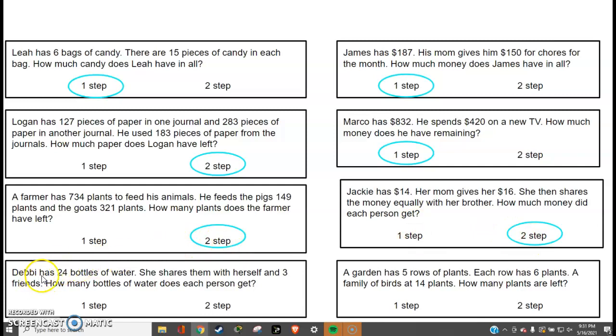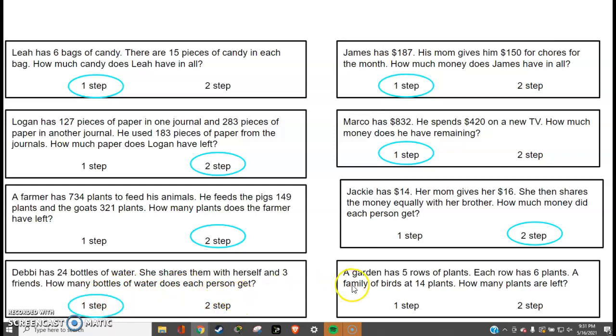The next question says, Debbie has 24 bottles of water. She shares them with herself and 3 friends. How many bottles of water does each person get? Now again, do you think it's going to be a one-step or two-step? That's right, it's going to be a one-step problem.